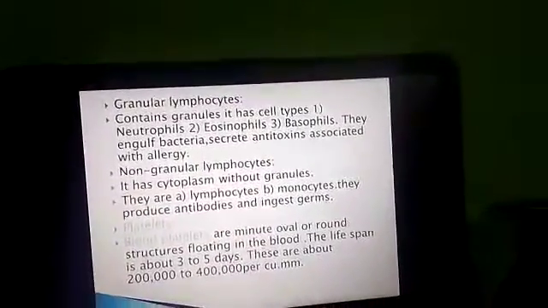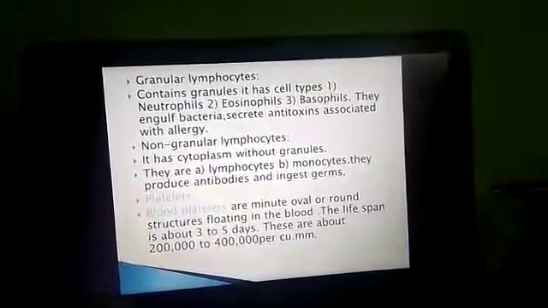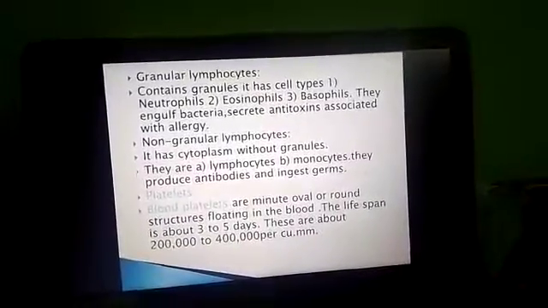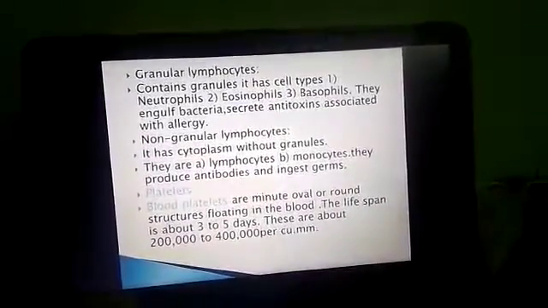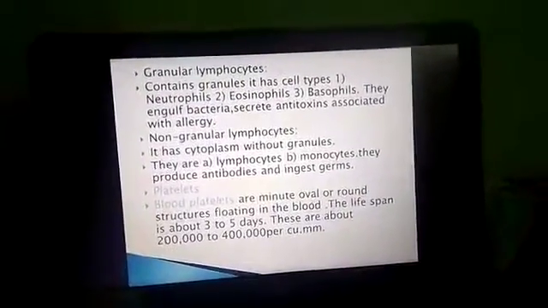Next, the white blood cells are again divided into two types, granular and non-granular. Regarding these granular and non-granular cells, we'll study in detail in the next class.